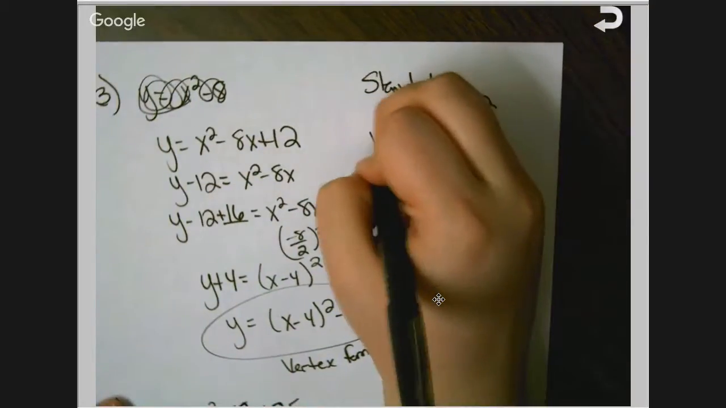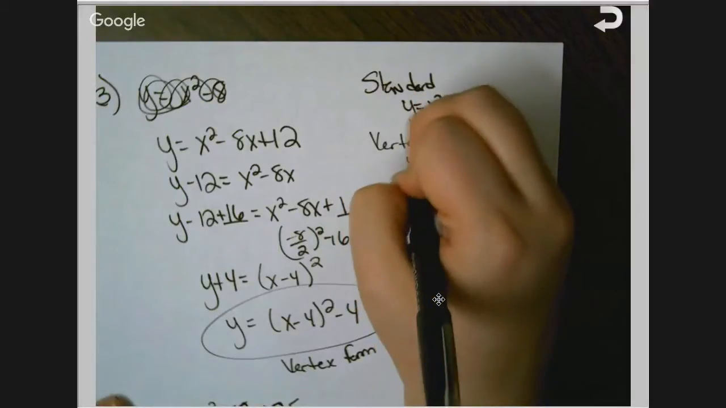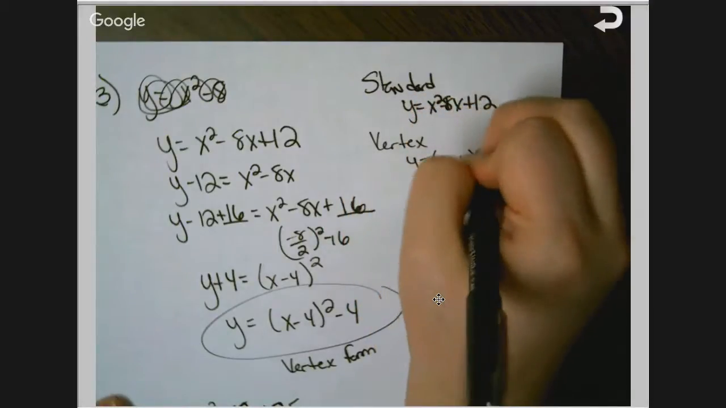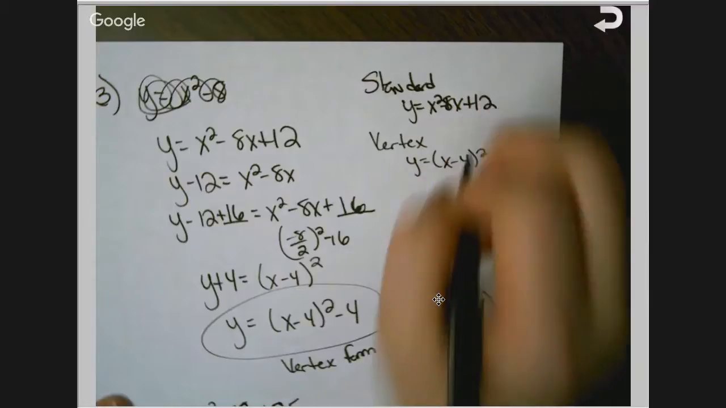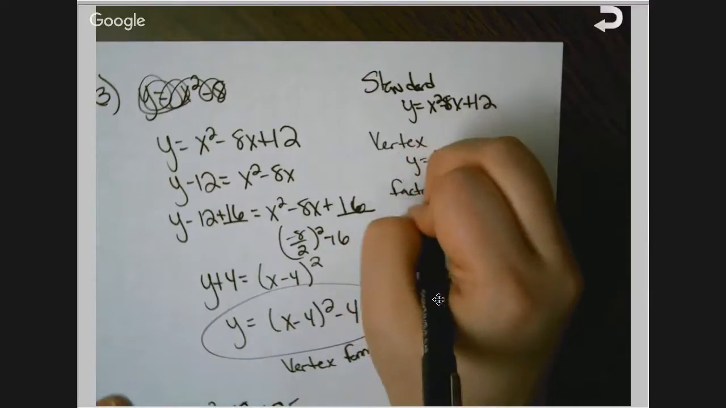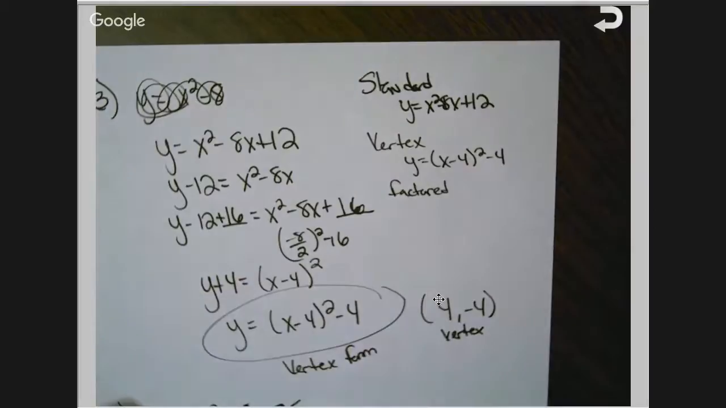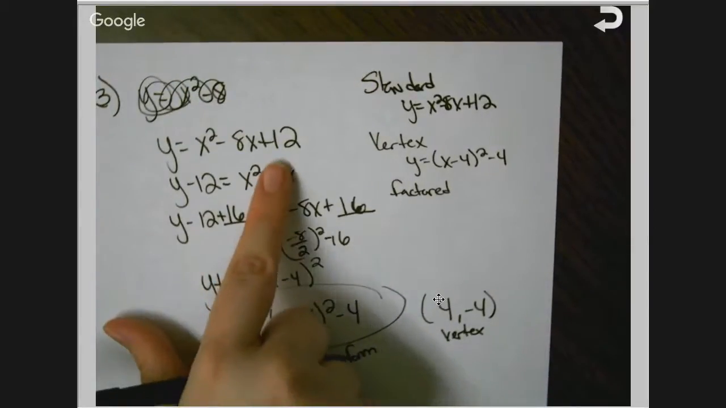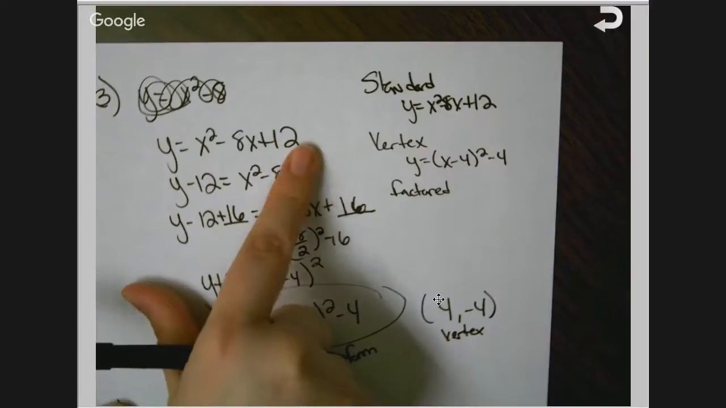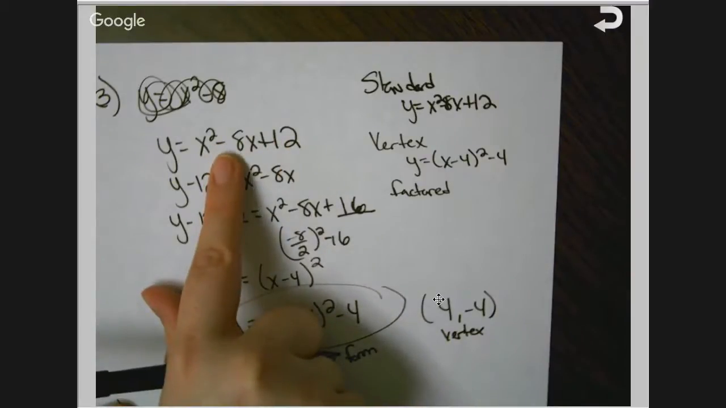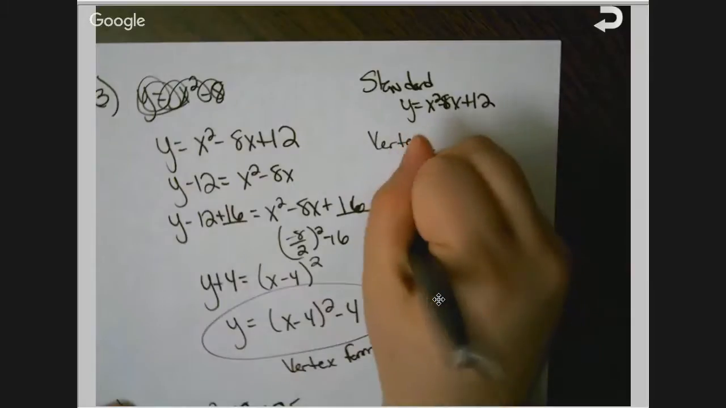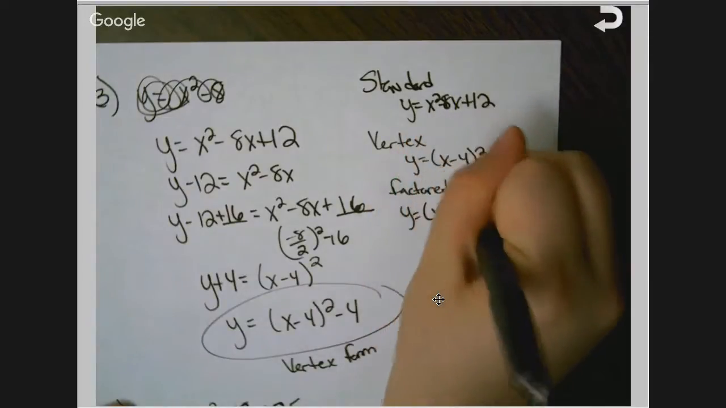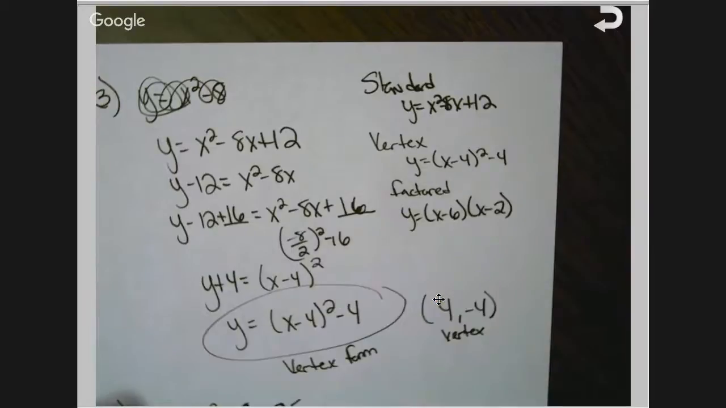The vertex form, we found that one, is y equals (x minus 4) squared minus 4. The factored form would be the other way to represent it, okay? So for factored form, I would have to factor, from yesterday, or if you just knew it, whatever way. Two numbers that multiply to get 12 but add to get -8 would be -6 and -2. So it would be y equals (x minus 6) times (x minus 2). And so that's the 3 main ways to represent this quadratic, okay?